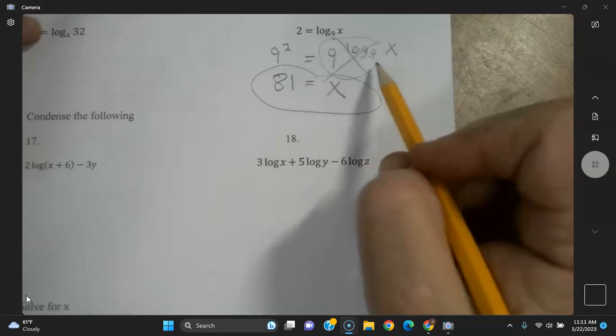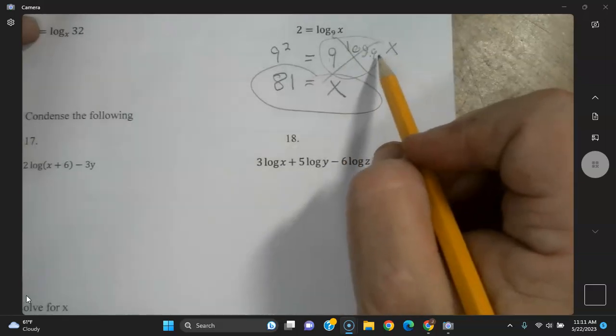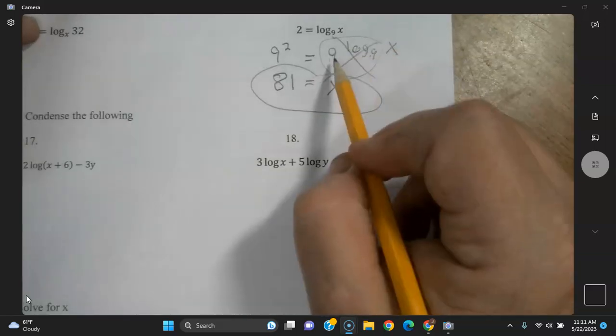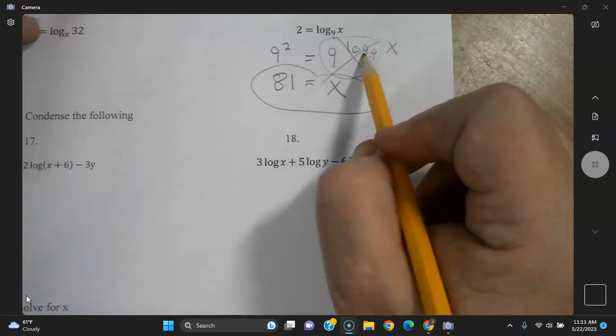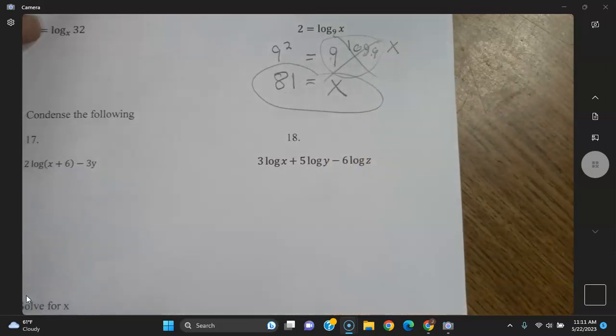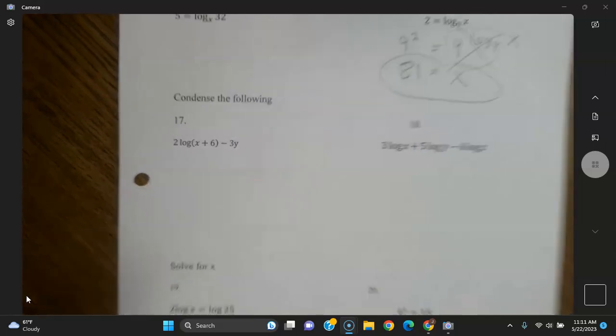Remember, when you want to do the inverse, you have to do it to the same base that the log is in. So it's log base 9, so you have to raise 9 to that power, and that will inverse. Don't use a common log. All right. Let's keep going.